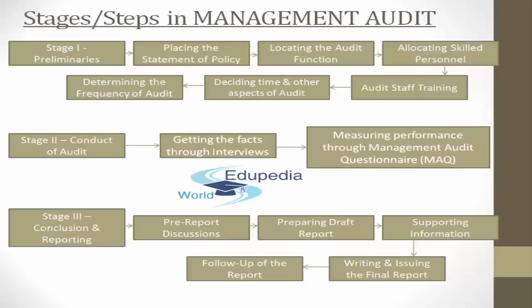It includes pre-report discussions. First of all, you need to have a discussion before you write anything down on paper. Auditees usually get offended that auditors don't discuss things or problems with them before writing down the audit reports. So you need to ensure that you have a pre-report discussion. Second, after the pre-report discussion, prepare the draft report and provide the supporting information in that. After that, write and issue the final report, and then after providing them the report, follow up with them on whether they have actually corrected their mistakes or not.